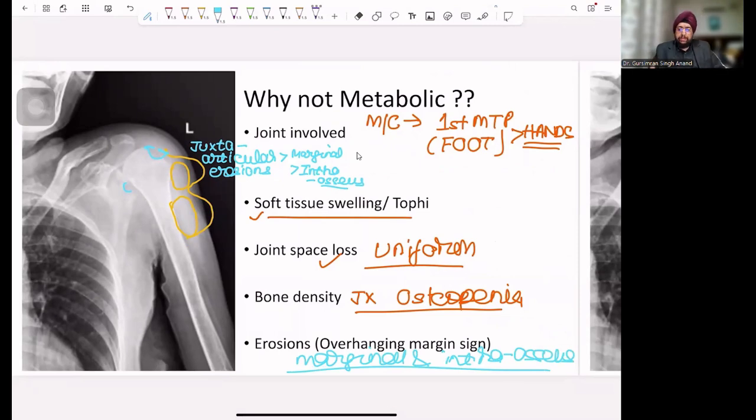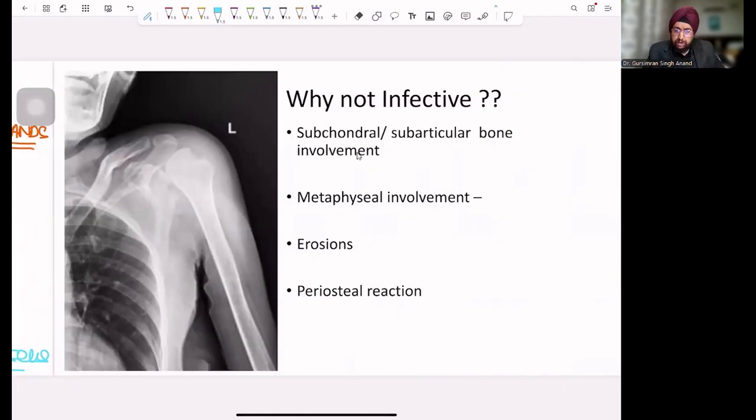So let us summarize the points which are going against metabolic arthritis. This is not one of the most common joints to be involved. Lack of focal soft tissue swellings and tophi. Uniform type of joint space loss also goes against metabolic arthritis. Bone density, there is juxta-articular osteopenia, while in metabolic arthritis the bone density has to remain normal. The lack of juxta-articular erosion, presence of marginal erosions and intraosseous erosions, but without the overhanging margin sign, also goes against metabolic arthritis. Let us rule out the third differential, why it is not infective.